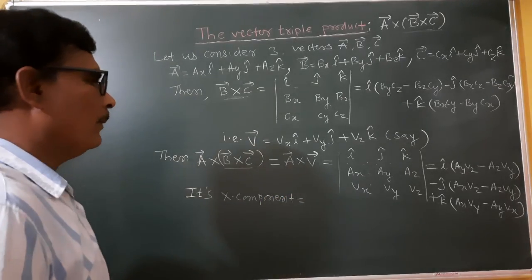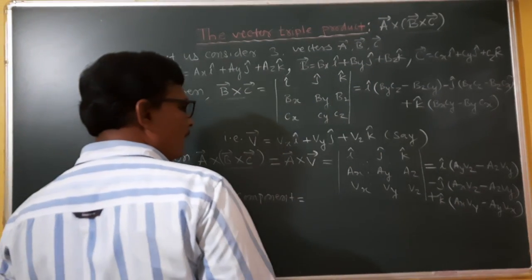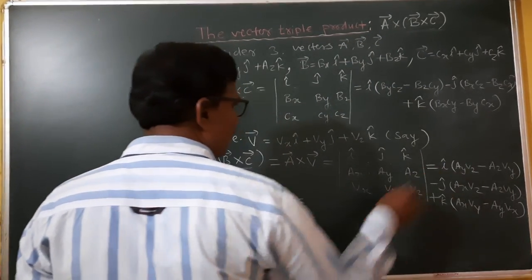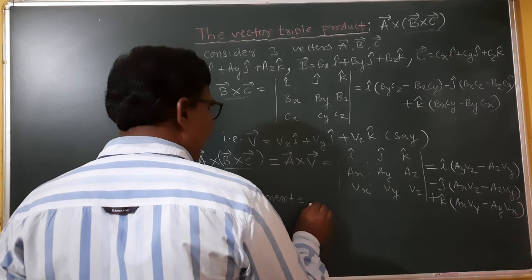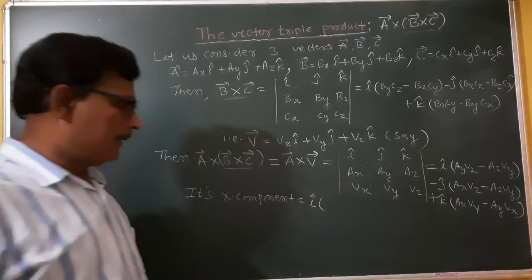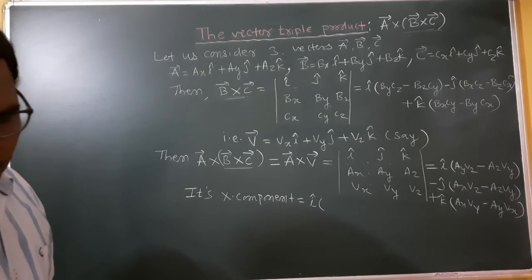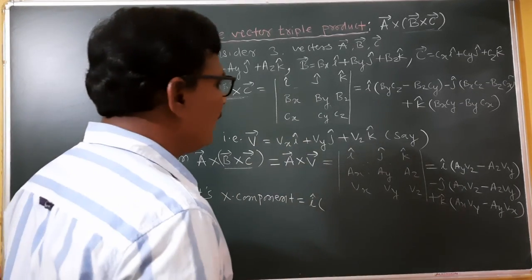X component equal to. Now what are the X components we have? First one is what? I cap into bracket. X component is what we have? I, and I into bracket, that is what we have.